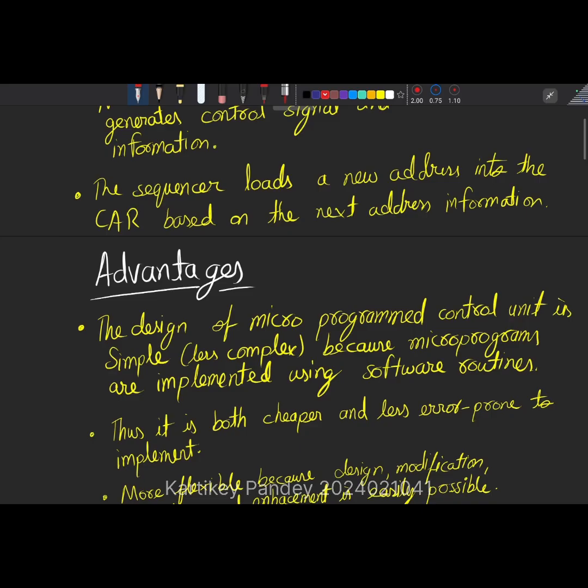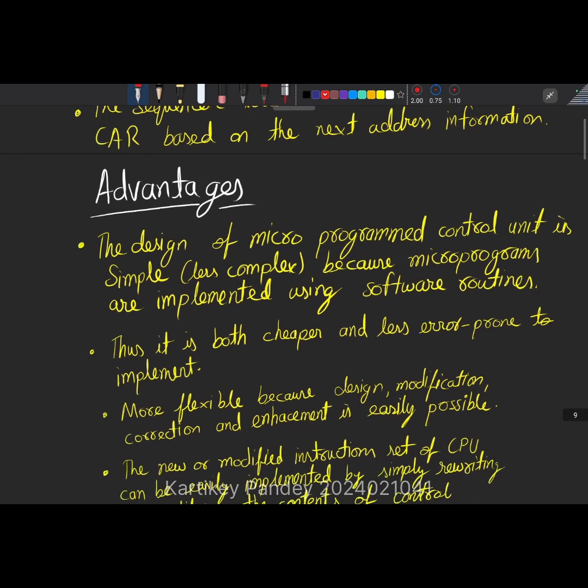Now let's discuss some advantages of the microprogrammed control unit. So the design of a microprogram control unit is simple, which is less complex than a hardwired control unit, because microprograms are implemented using software routines, while a hardwired control unit was implemented using hardware and fixed logic gates. Thus it is both cheaper and less error prone to implement. Because of being based on software routines, it is cheaper and less error prone.